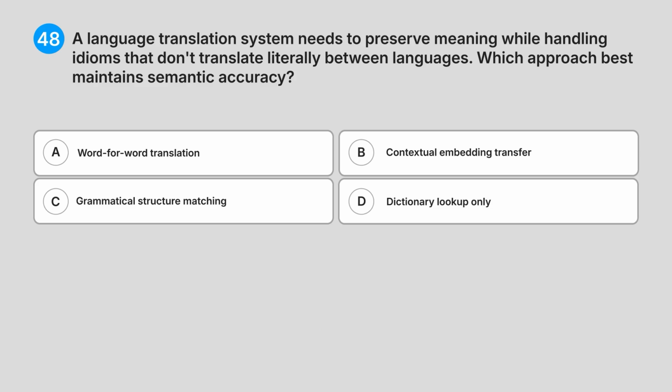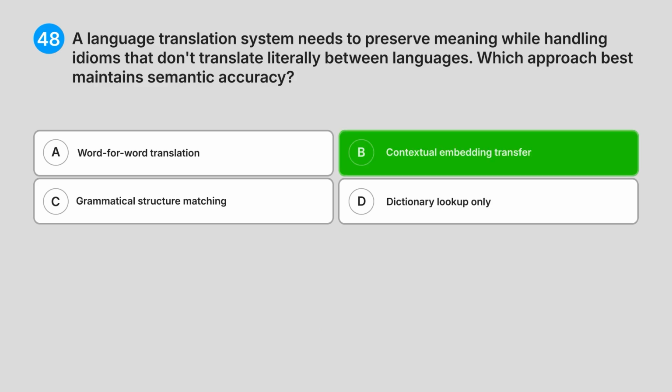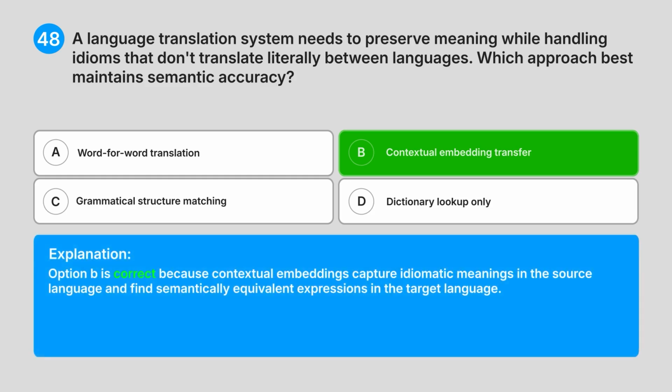Correct answer: B. Contextual embedding transfer. Explanation: Option B is correct because contextual embeddings capture idiomatic meanings in the source language and find semantically equivalent expressions in the target language.